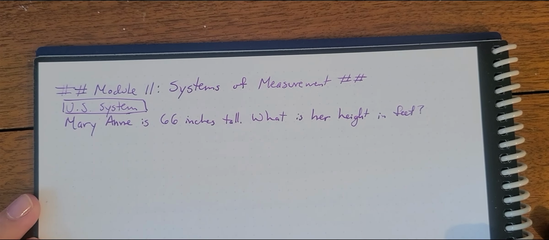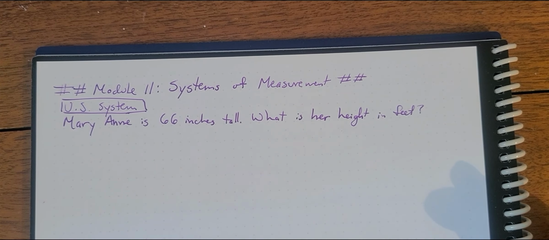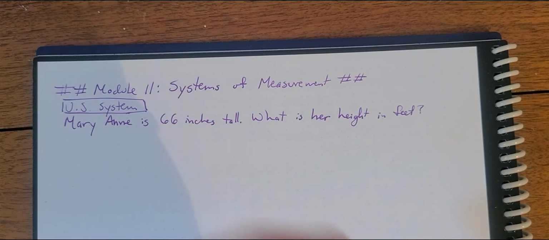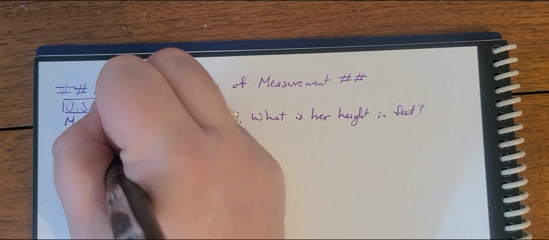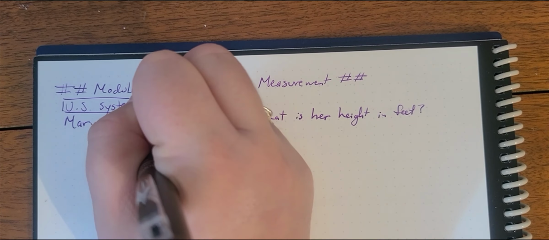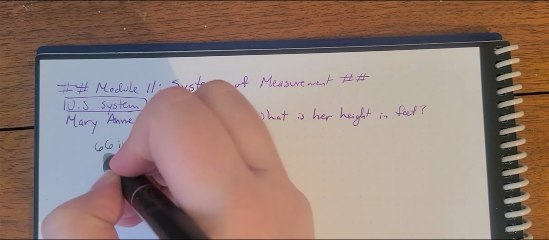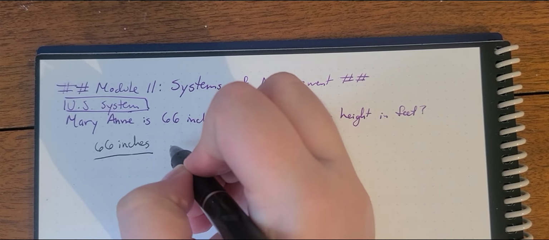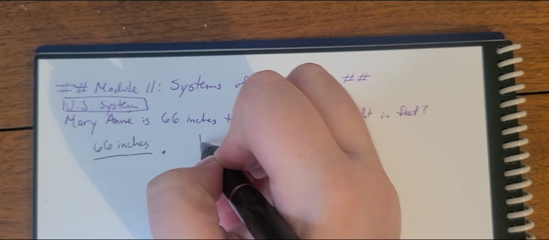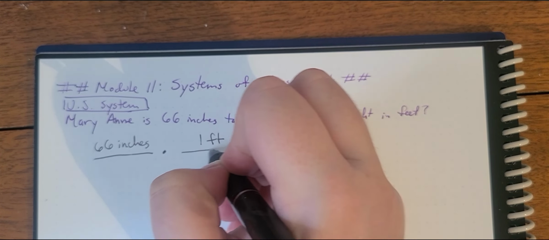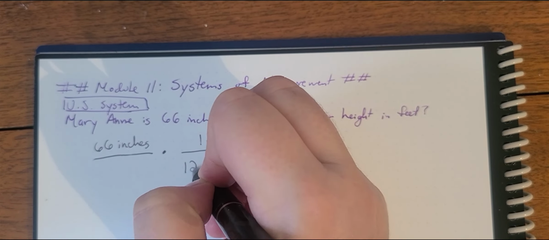So our first problem is that Marianne is 66 inches tall, and we want to convert this to her height in feet. When we do a problem like this, it's easiest to write it out with the labels of our units. So 66 inches, then we're going to multiply it by 1 foot. And we know that 1 foot is equivalent to 12 inches.